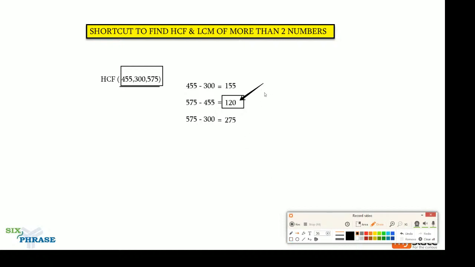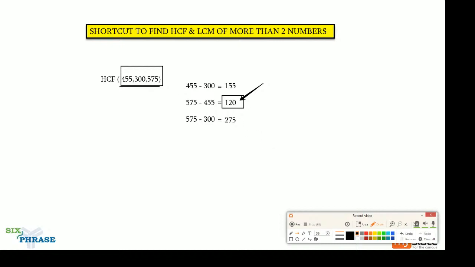Okay, so that is what I was talking about in the previous class. So this is where we ended the session. If this 120 can divide all the three values, it means this 120 is the HCF of these three values. But as you can see, guys, 120 cannot divide all these values.